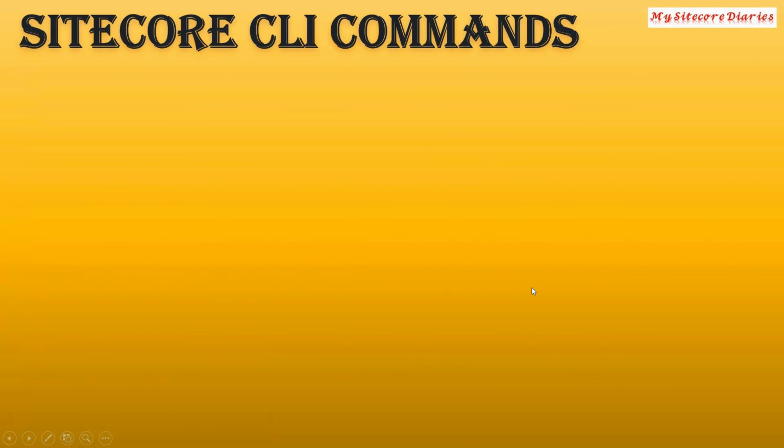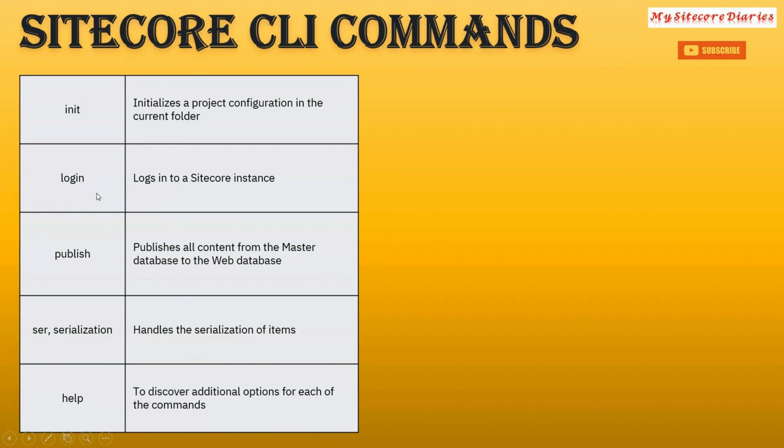Next slide, we will be discussing the Sitecore CLI commands, which we will be using if you are trying to use serialization. We just run through all those commands. This we have seen: init initializes the project configuration in the current folder. Login logs in to the Sitecore instance. Publish publishes all the content from the master database to the web database. Ser, or serialization, handles the serialization of the items.